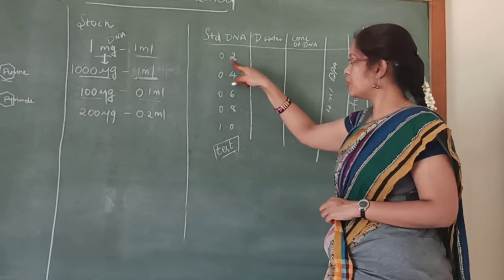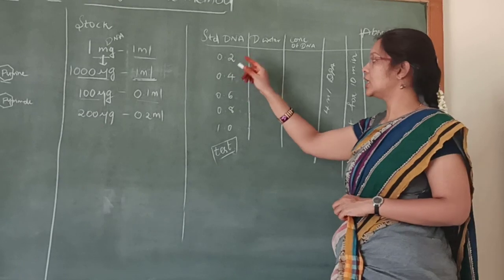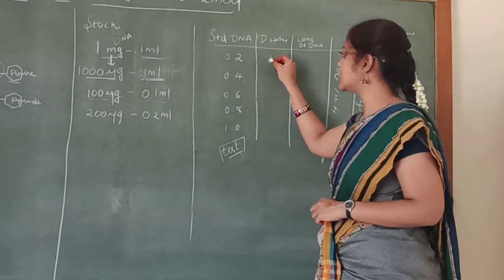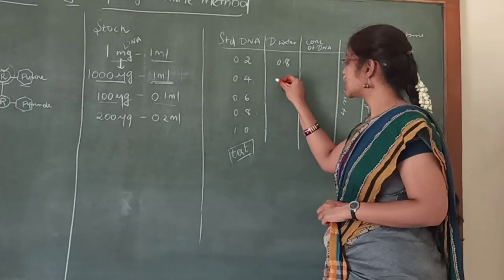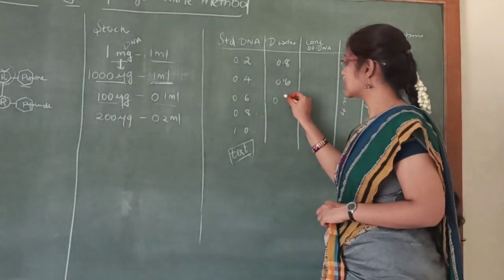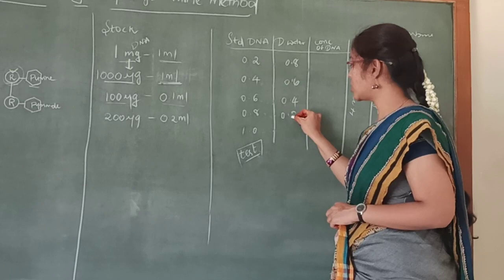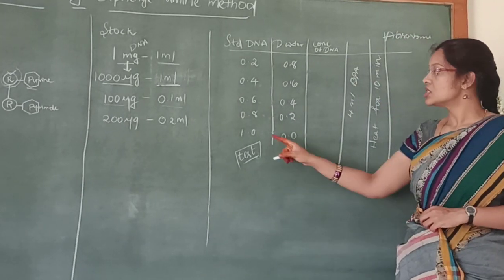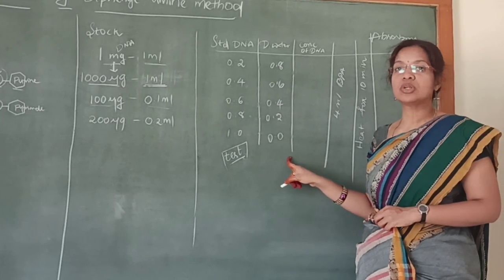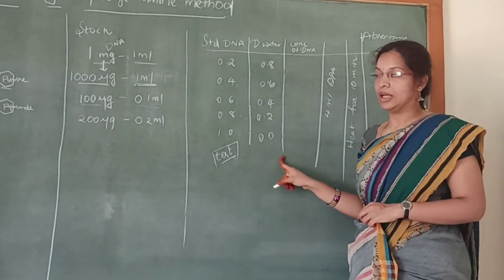So if you are taking 0.2 ml of standard DNA, make it up to 1 ml with distilled water, which means you are going to add 0.8, 0.6, 0.4, 0.2, 0.0 ml of distilled water, so that the volume is made to 1 ml.